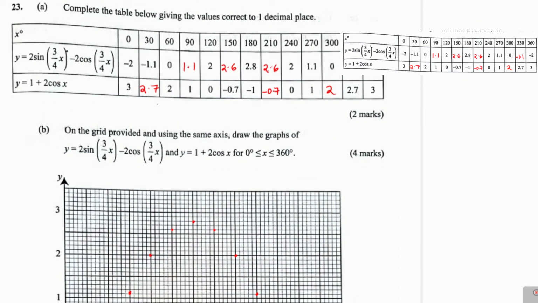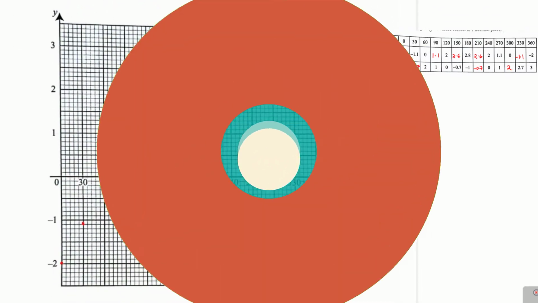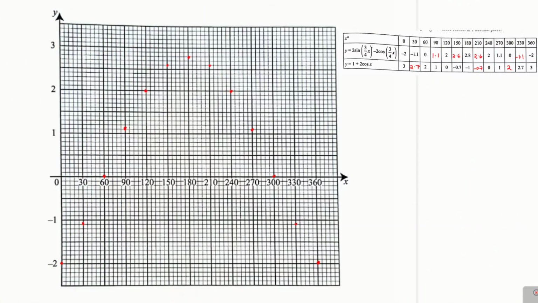Now we can go to the second curve, that is y equals 1 plus 2 cos x. The first one is 0, 3. Then the second one is 30, 2.7. Then 60, 2.